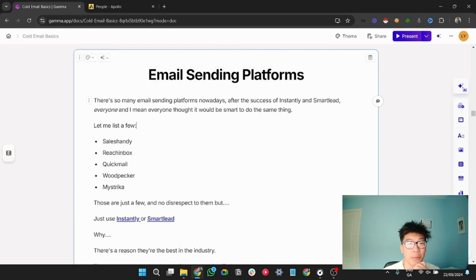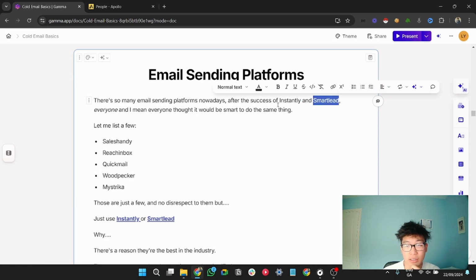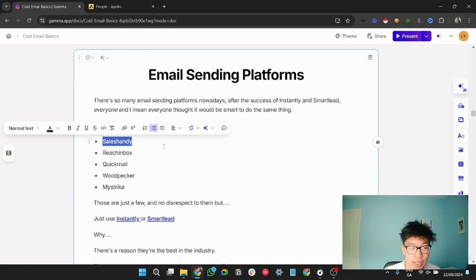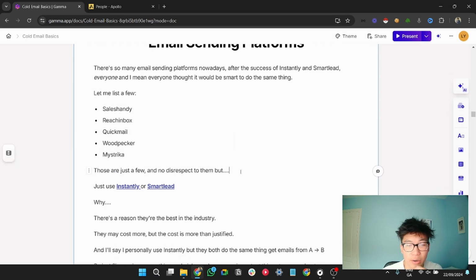Right. There are so many email sending platforms nowadays after the success of Instantly and Smartly. These are the two big bosses of the market currently. So let me list a few: Sales Handy, Reach Inbox, Quickmail, Woodpecker, Mistrika. Those are just a few, and no disrespect to them all, but just use Instantly or Smartly. There's a reason everyone talks about them: they're the best in the market and they innovate the fastest. So you're paying for the fact that they innovate the fastest.